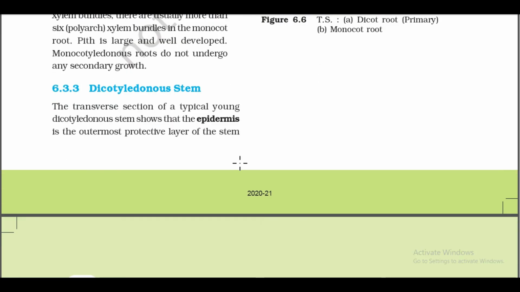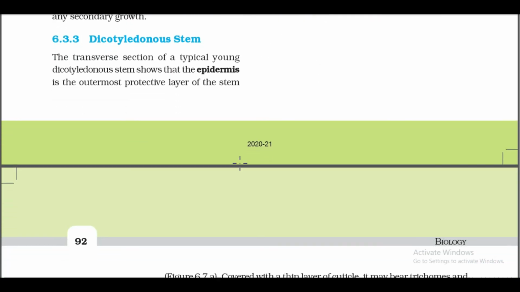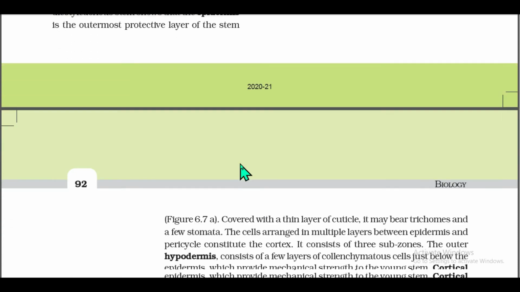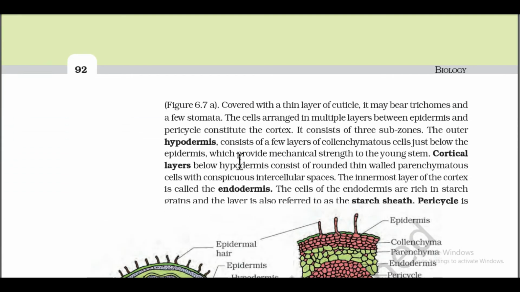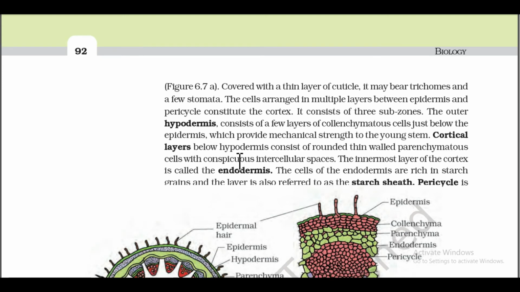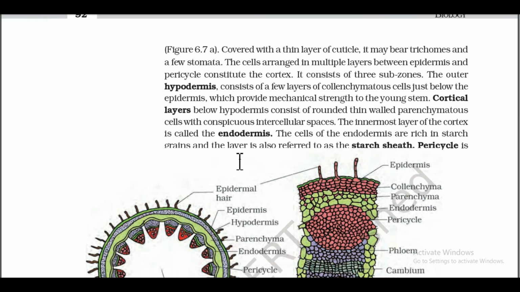6.3.3 Dicotyledonous stem. The transverse section of a typical young dicotyledonous stem shows the epidermis is the outermost protective layer of the stem. Figure 6.7a. Covered with a thin layer of cuticle, it may bear trichomes and a few stomata. The cells arranged in multiple layers between epidermis and pericycle constitute the cortex. It consists of 3 subzones.